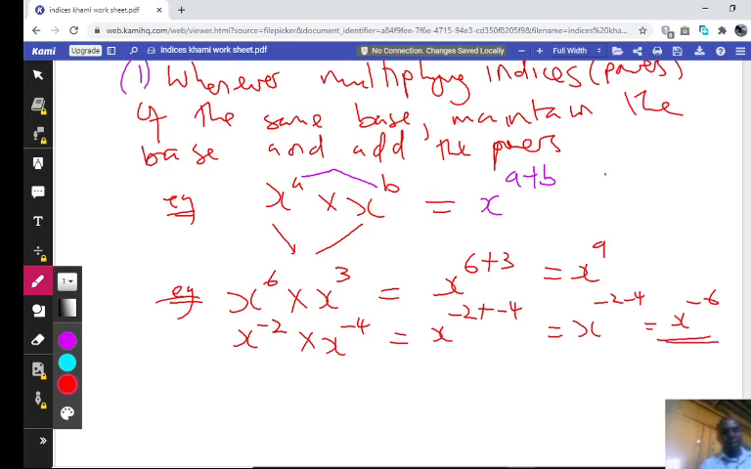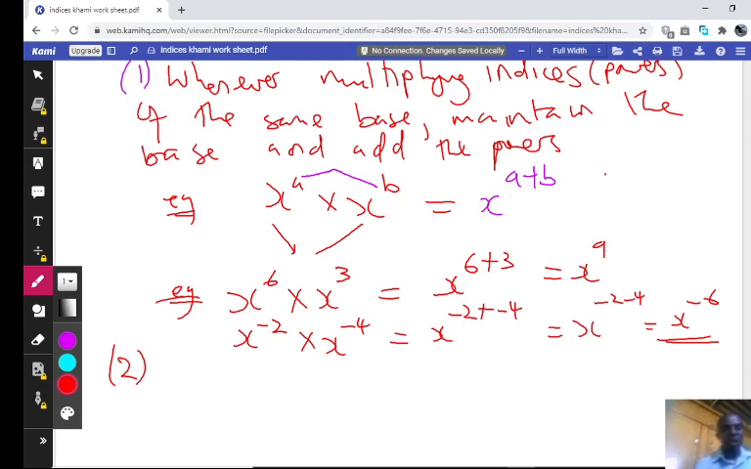Then the second law, law number 2, says whenever dividing indices of the same base, maintain the base and subtract the powers. It's more like the opposite of the first law. In the first law, you are multiplying, so you add the powers. In the second law, you are dividing, so you subtract the powers.